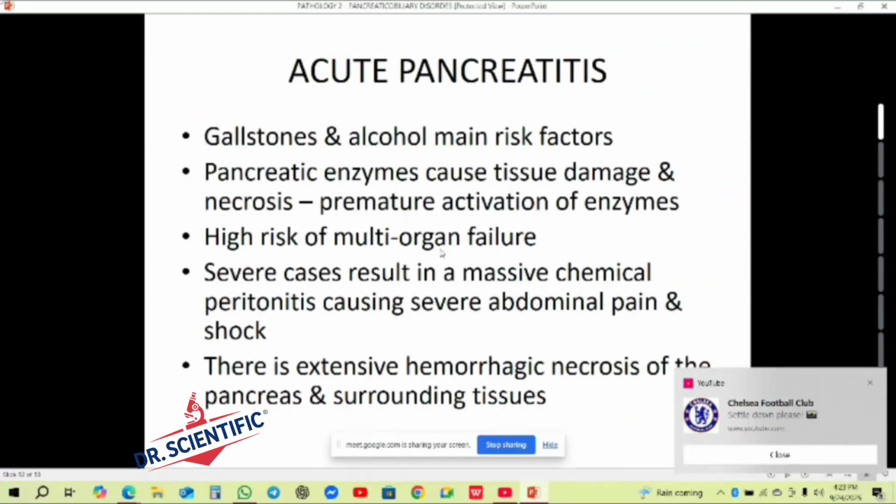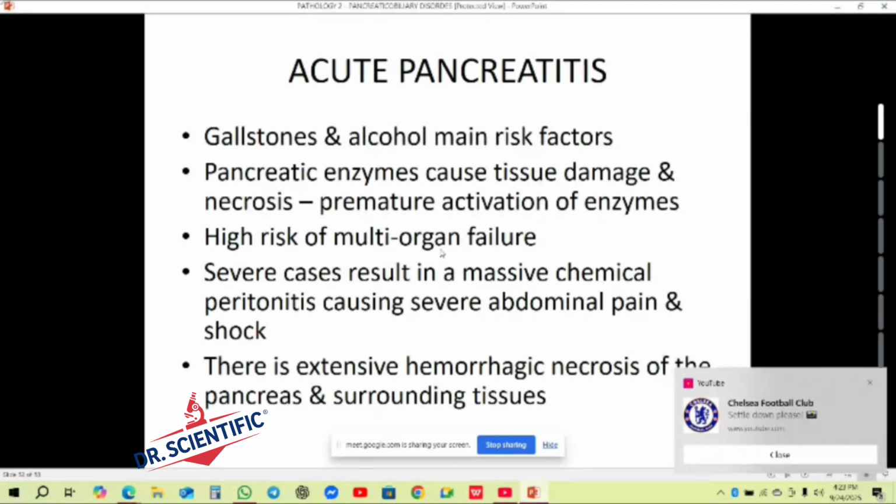Then, of course, one of the things we need to look at is the pancreas also. A very common condition that we get in the pancreas is pancreatitis. Probably some of you have heard about it. Hopefully, none of you have suffered from pancreatitis. So acute pancreatitis, of course, you also have chronic pancreatitis. So acute pancreatitis, most of the time, gallstones or alcohol are the main risk factors.